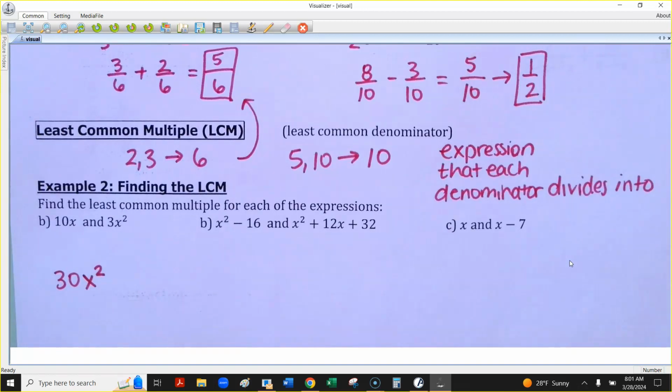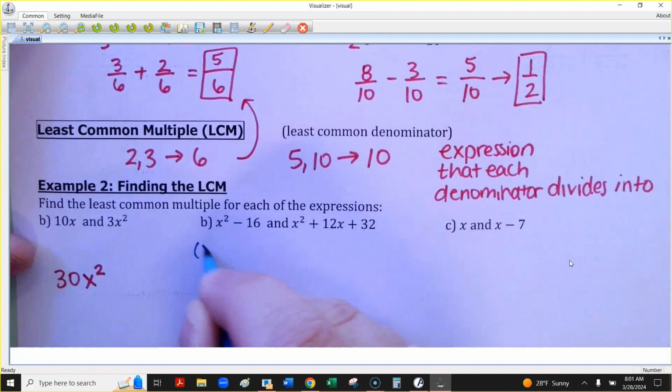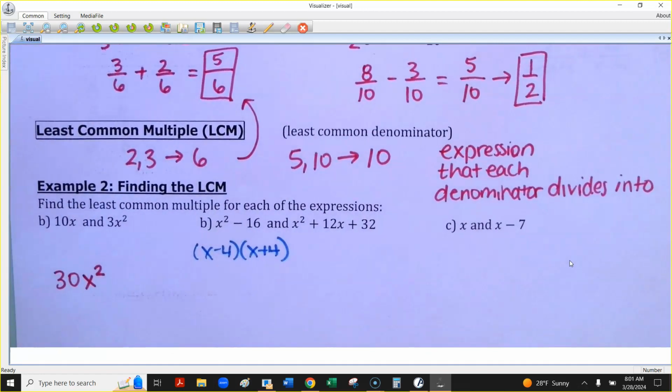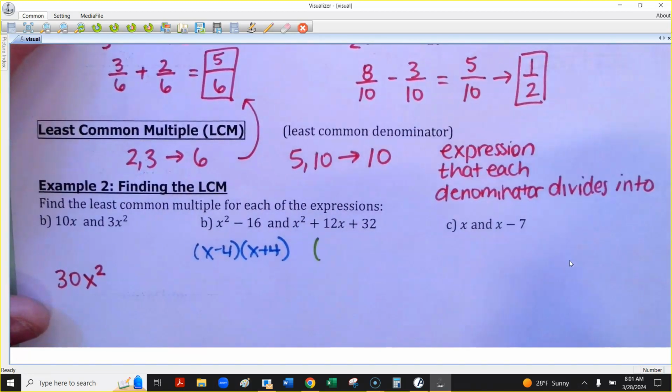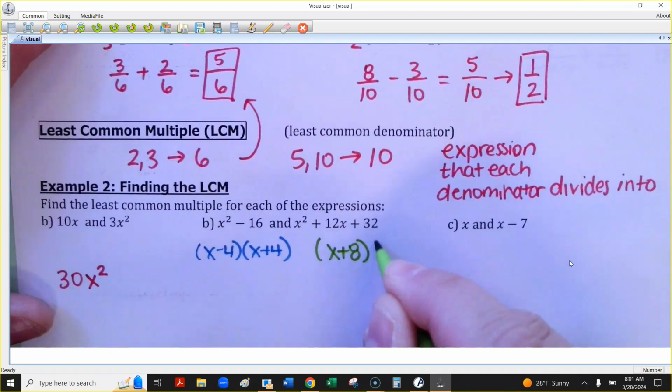Okay, now, if you're working with this situation where we're going to actually factor this, just real quick. All right, this first one, a little difference of squares, I'm going to factor these. You want to put it in factored form to find your least common multiple. All right, so I just factored that. Just difference of squares, x minus 4, x plus 4. The other one, can you guys think of two numbers that multiply to get you 32, add to get you 12? 8 and 4.